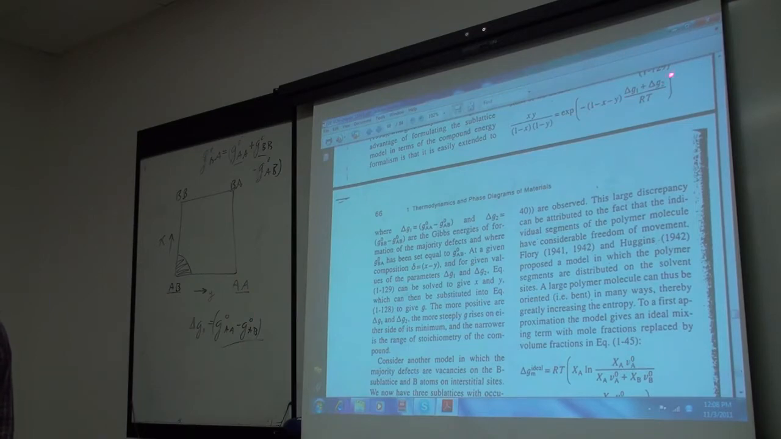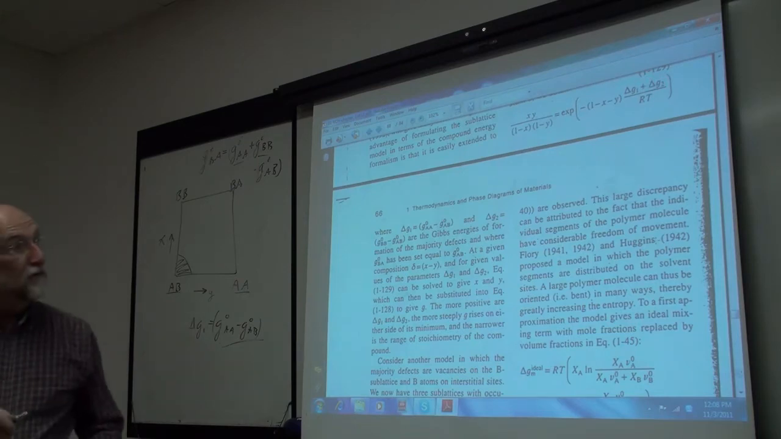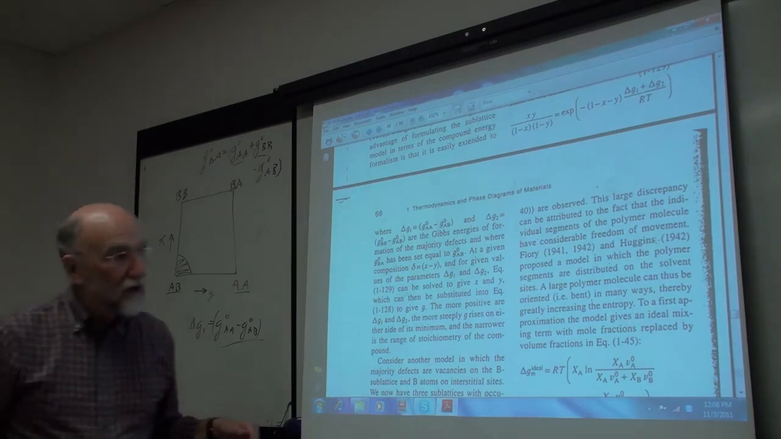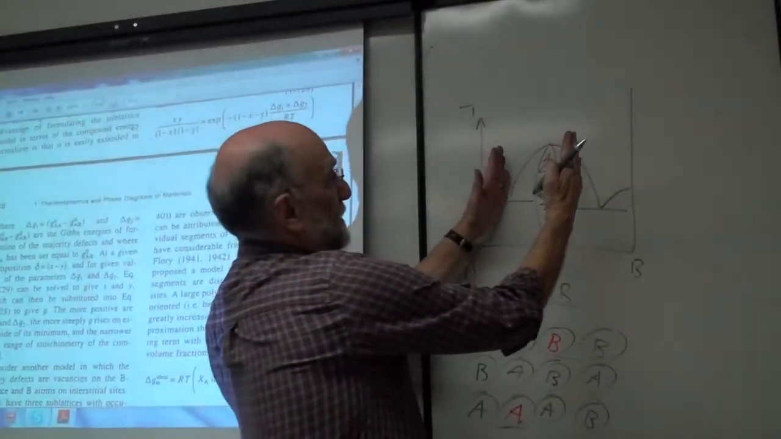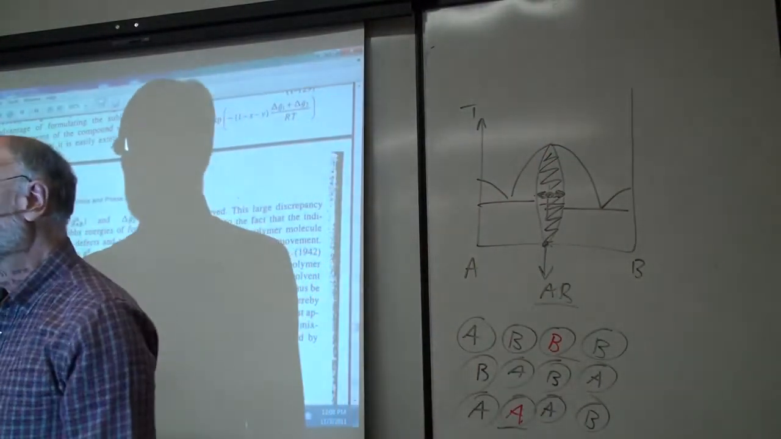Okay, so you can see that then as the energy of forming the defects, the delta G1 and delta G2, become more and more positive, the number of defects here decreases. Okay, xy is the number of defects. So if delta G1 and delta G2 are more and more positive, the number of defects becomes smaller and smaller. And on the phase diagram, the range of stoichiometry will shrink.